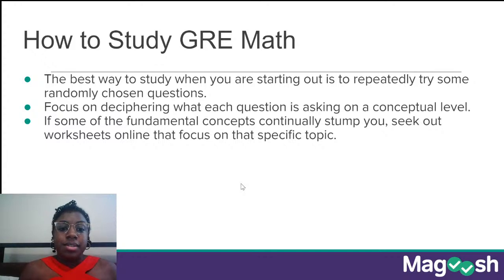If you do a set amount of mixed practice problems each day while making your way through all of the concepts, that should be more effective than going through several GRE prep books page by page.